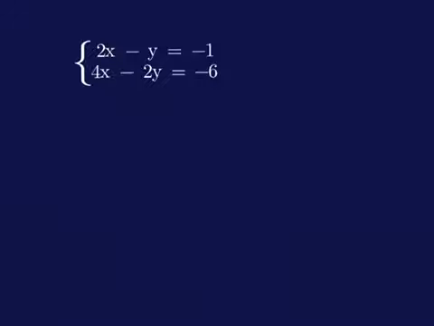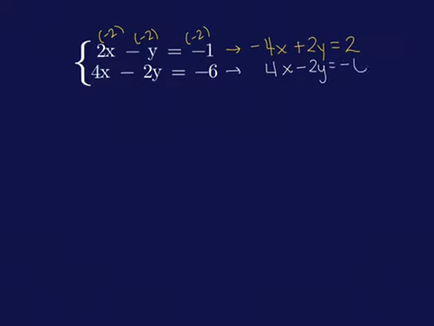And so you can see that I don't have my x's or my y's the same. I'm going to make the y's the same because that means I only have to multiply this top equation. I want to make this top y positive 2y though, so I'm going to multiply everything by negative 2. Because remember, I need one positive and one negative. So I'm going to rewrite those over here. Negative 4x plus 2y is equal to 2. And then my bottom equation won't change. It will stay 4x minus 2y is equal to negative 6.